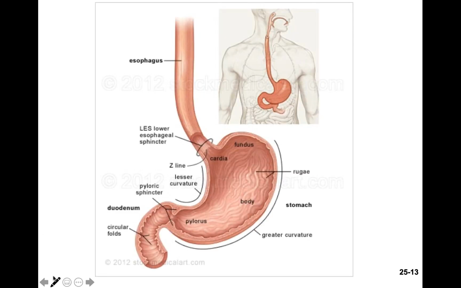So just as a brief review, the stomach has a few different sections. We've got the opening, which is the cardia region. You've got the fundus, which is this top dome. The majority of the stomach, which is the body, and then the end of the stomach, which is the pylorus, which leads through the pyloric sphincter into the first section of the small intestine called the duodenum.